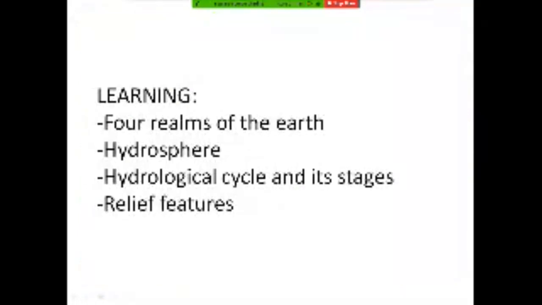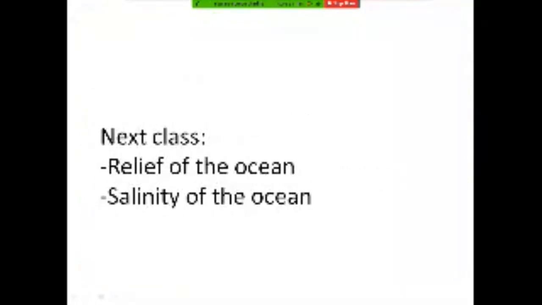Up to now, whatever we have learnt: the four realms of the earth, hydrosphere, hydrological cycle and its stages, and the relief features. In the next session or class, we are going to learn about the relief of the ocean, salinity of the ocean.